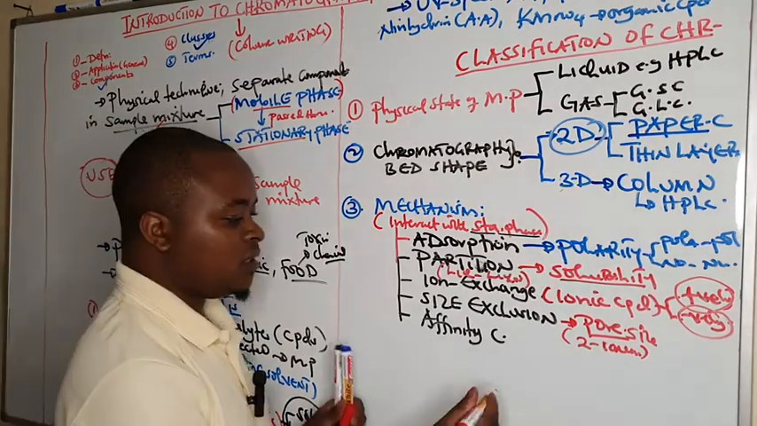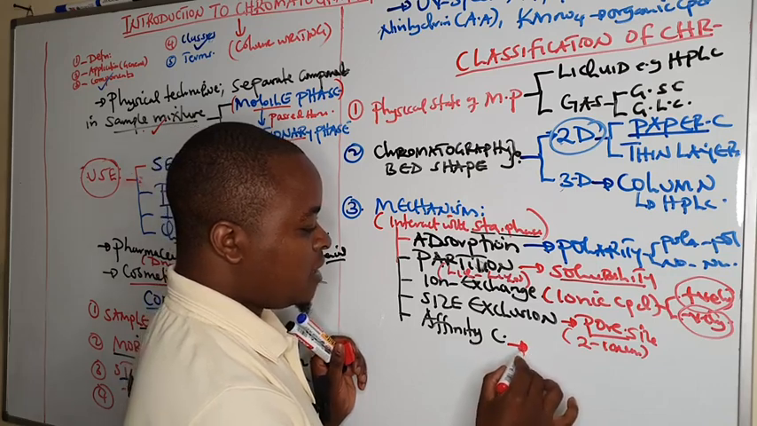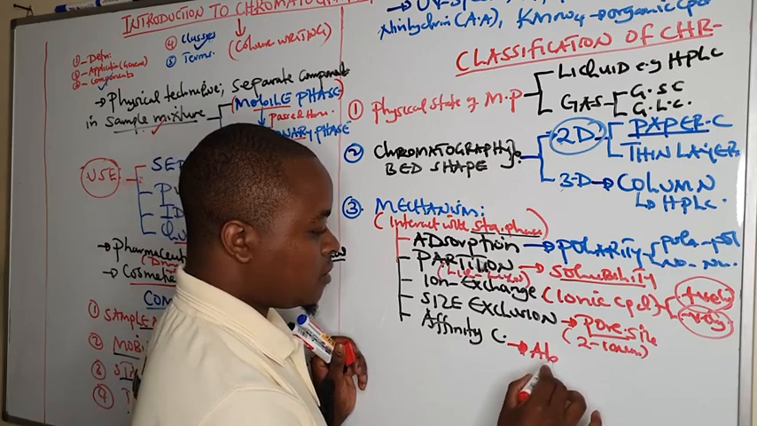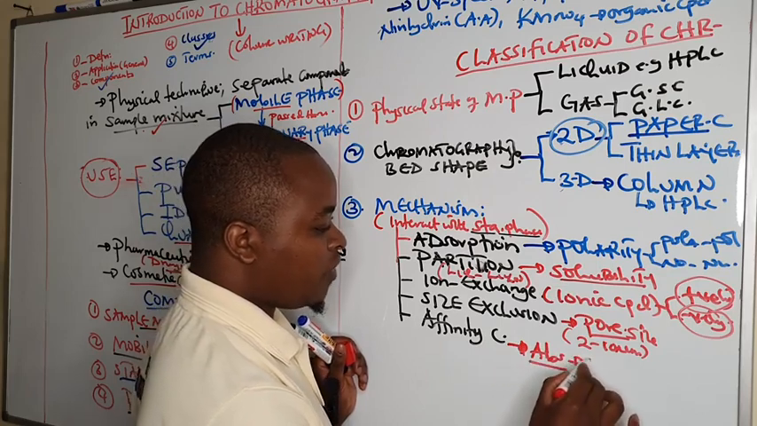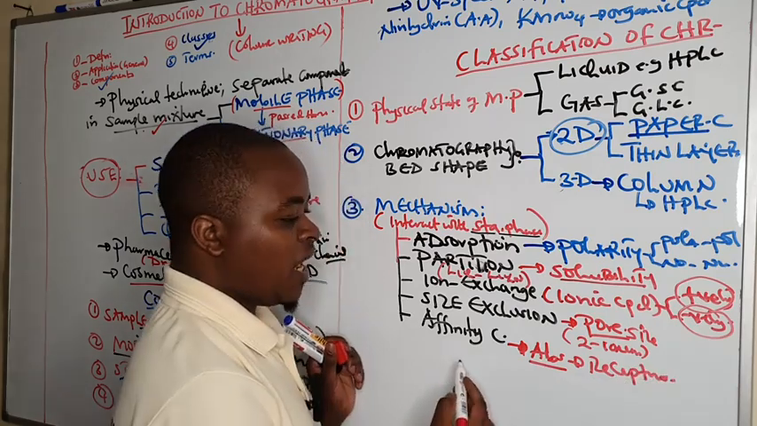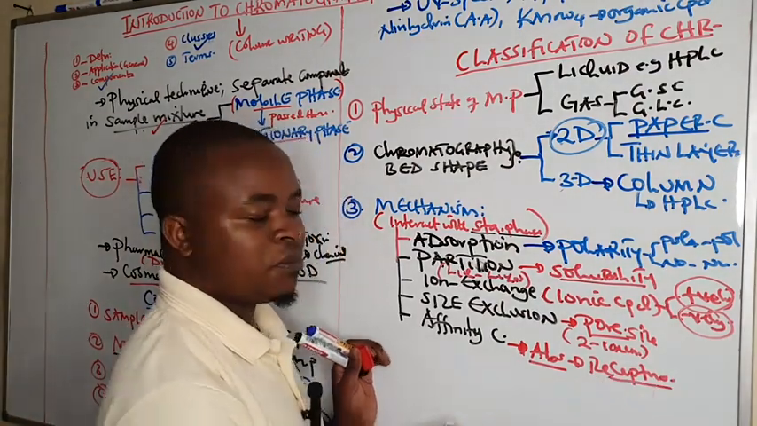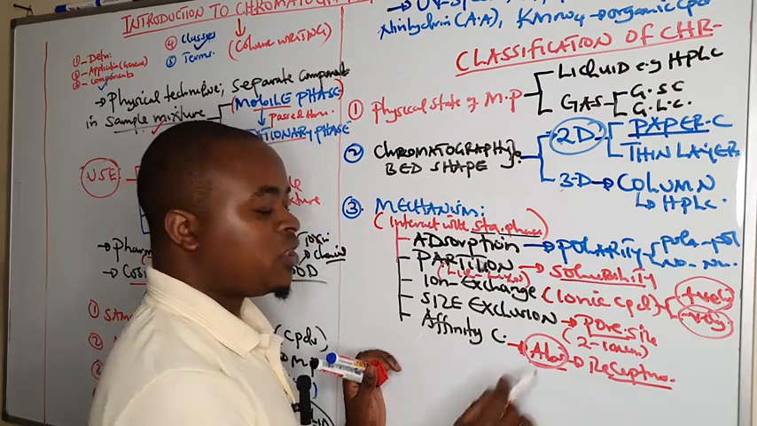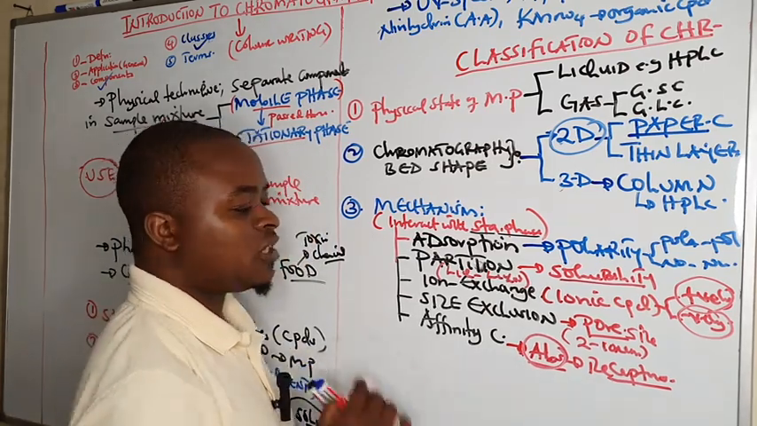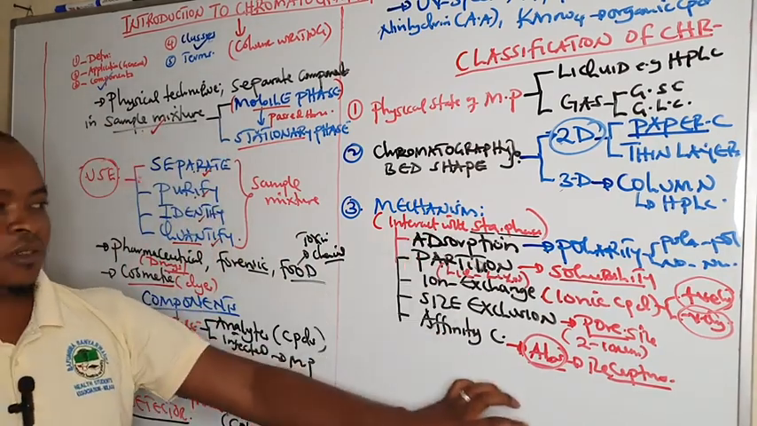Then affinity, this is whereby the stationary phase contains some antibodies which have specific receptors, and we shall see the interaction of analytes basing on their love to bind to the receptors or to the antibodies which are immobilized in the stationary phase. That is what we shall look at under this classification.